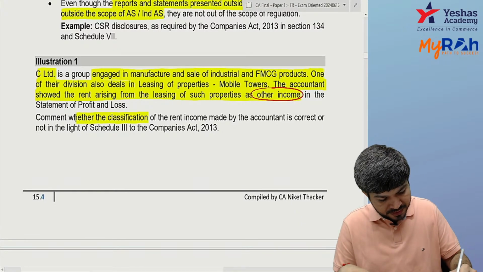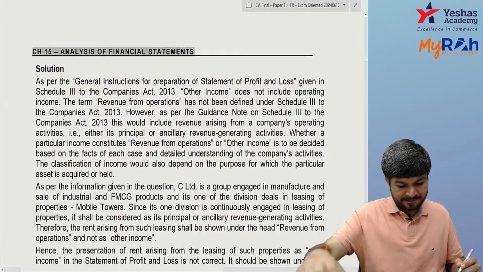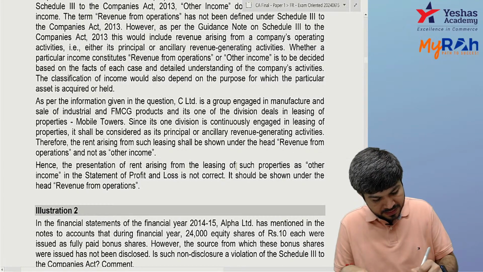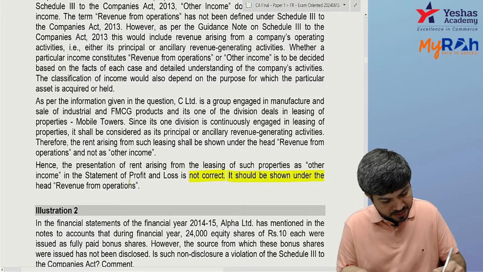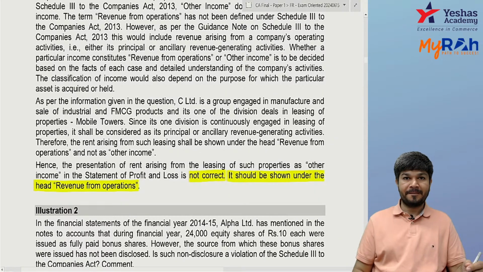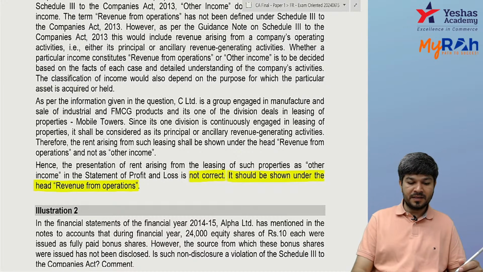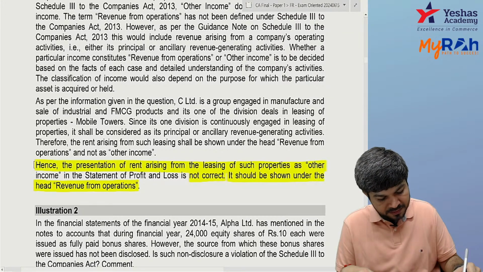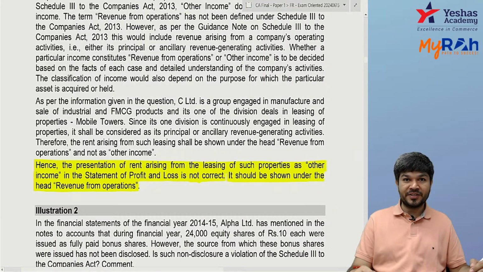So whether the classification is correct, answer is no. Presentation of rent arising from leasing as other income is not correct. It should be shown under revenue from operations. Tulsiram, Vishnupriya, Vidhi, Pooja, is it clear? The presentation as other income is not correct. It should come under your revenue from operations. Thank you. Please keep on replying.